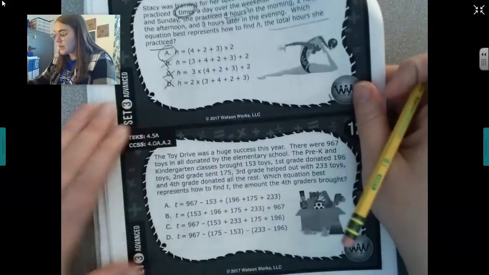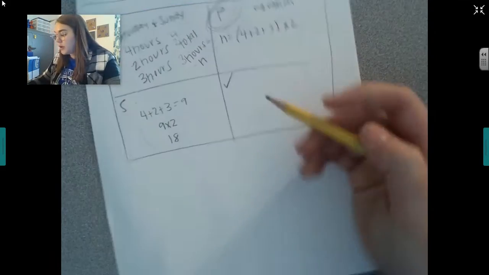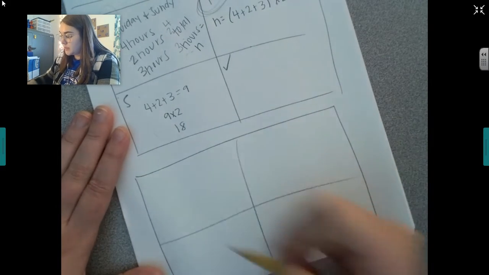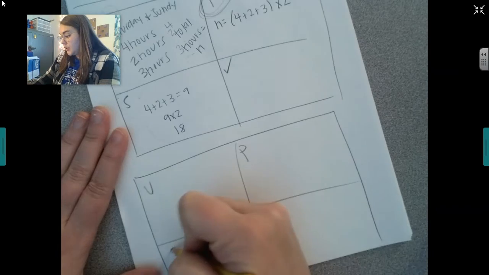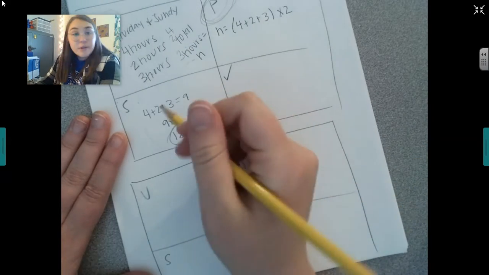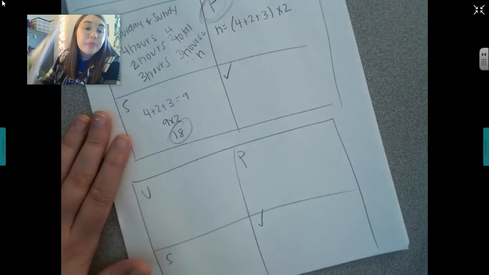So let's go ahead and do another one. I want you to draw a UPS check. I know we didn't do the check, and it's kind of hard with these because you're really just looking for the plan. You don't even really have to solve it because they're not even looking for that. They're looking for the plan.